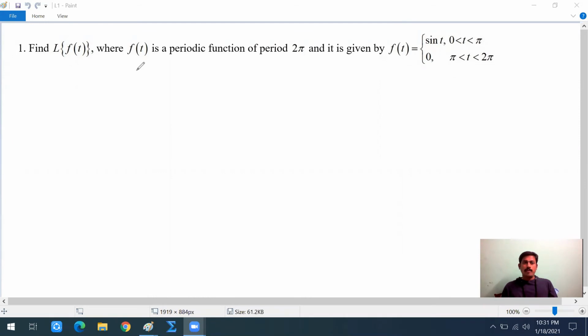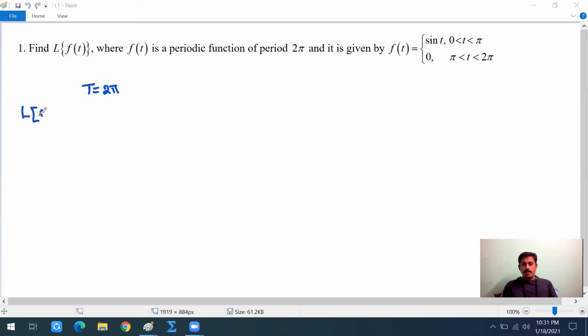Find L of f of t, where f of t is a periodic function of period 2 pi, and it is given by f of t equal to sin t, where t lies between 0 to pi, and 0 where t lies between pi to 2 pi. Now, it is clearly mentioned that it is a periodic function of period 2 pi. So therefore our T value is 2 pi.